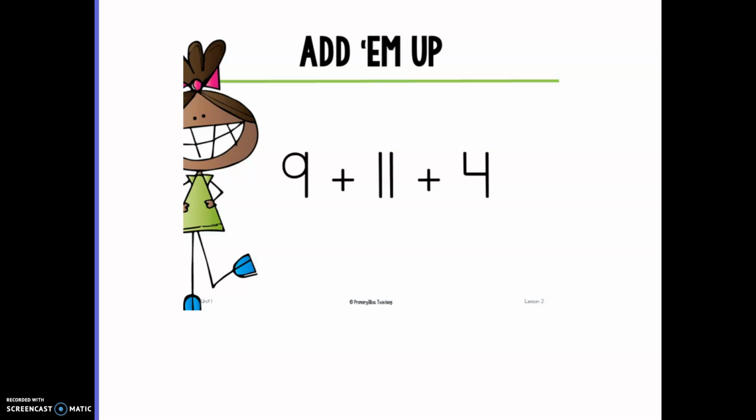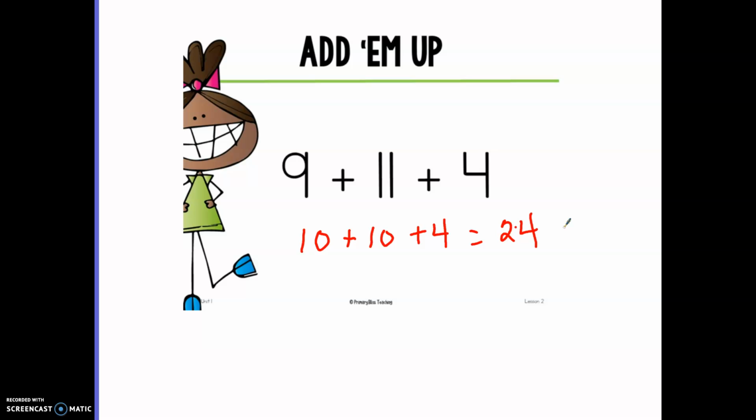Well, I know that 9 plus 1 is 10. So if I take 1 away from this 11 and I give it to my 9, that's going to be 10. And this will be 10. Add my 4. Now I have 10 plus 10 plus 4, which is 24. Can you think of something else to do?